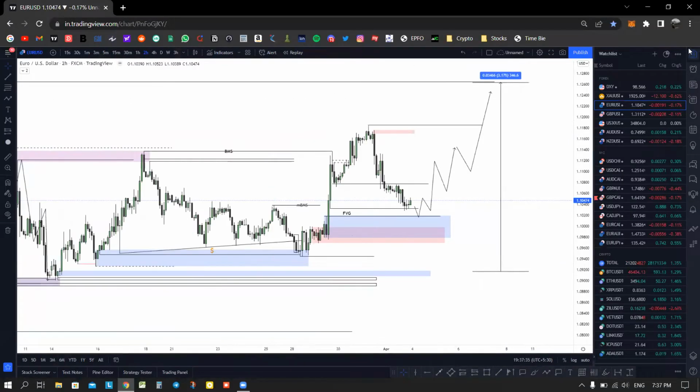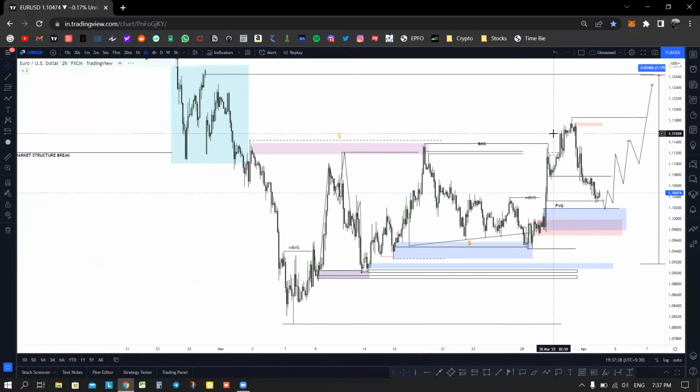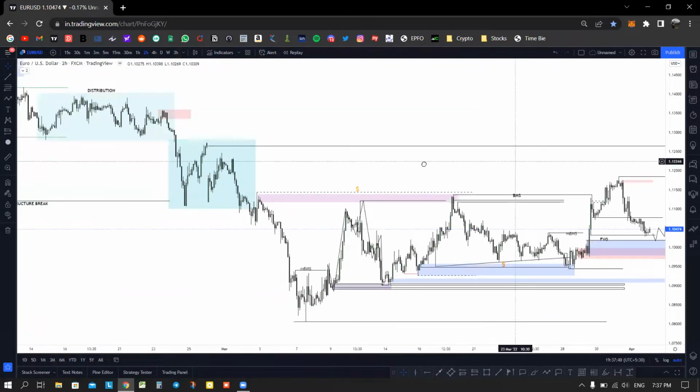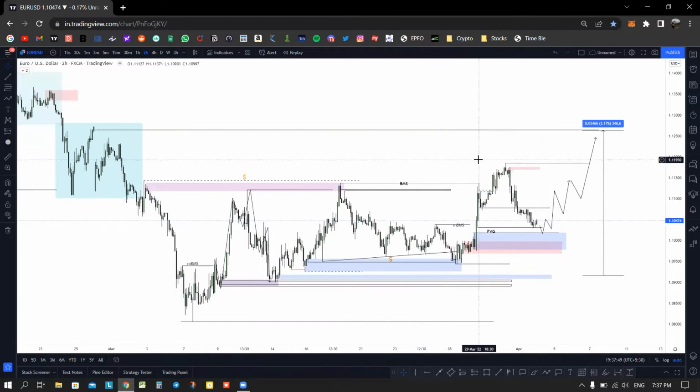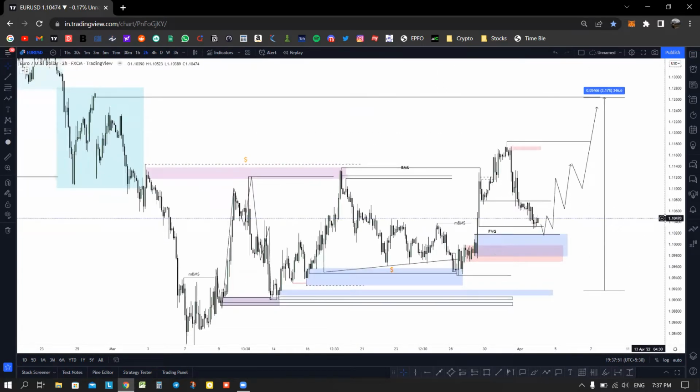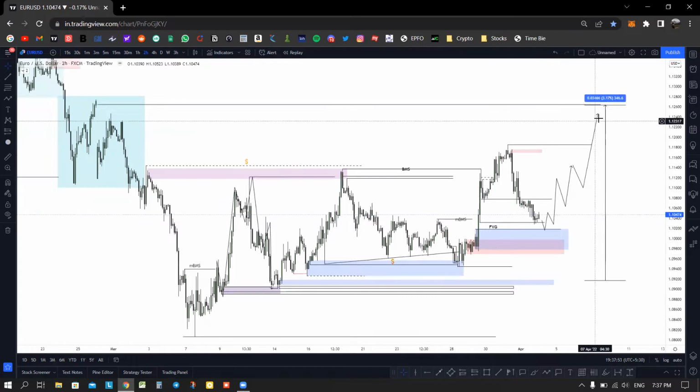I will teach how I refine my point of interest as well. So this was just an understanding of major and minor market structure, and when we will see price fully bullish or fully bearish. That's what I was trying to explain here. I hope you guys understand what I was saying.